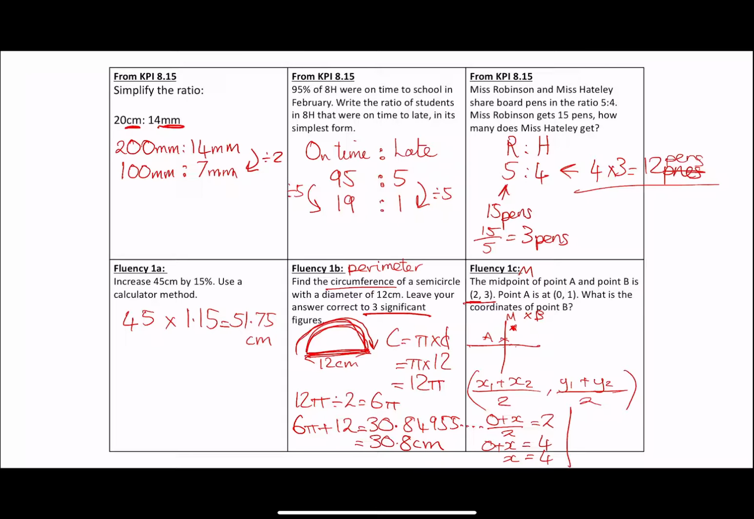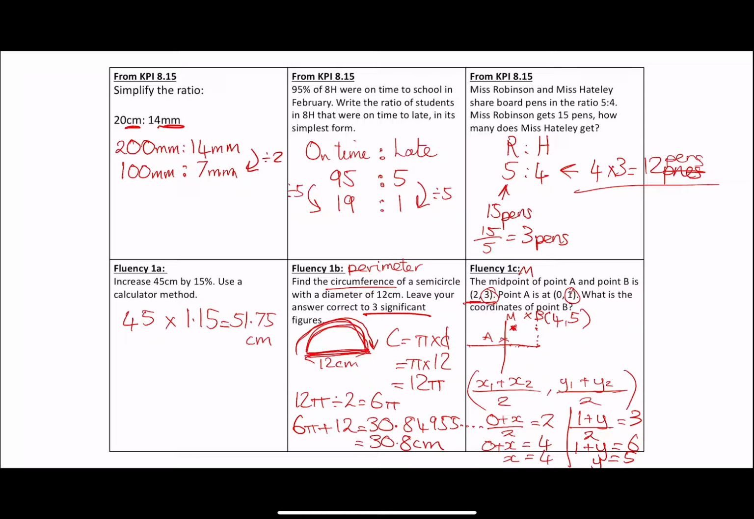Now I just need to do the y coordinate. So the y coordinate that we're given is 1. So 1 plus a y that we don't know divided by 2 gives me 3. Times both sides by 2. 1 plus y is equal to 6. So y must be 5. So the coordinates of B, 4, 5. And think about it, that makes sense of whereabouts that is on our graph.